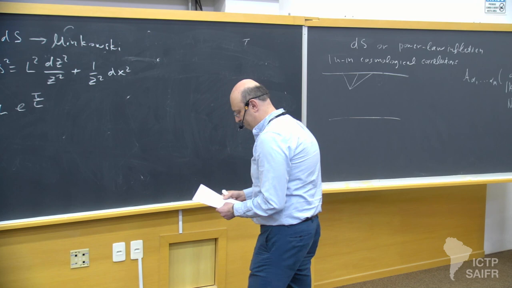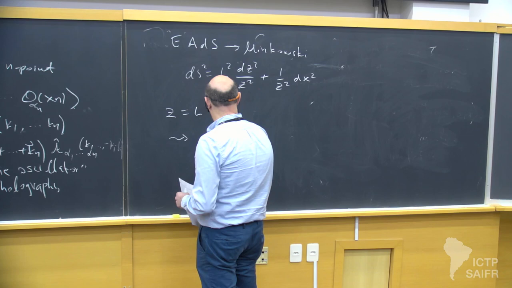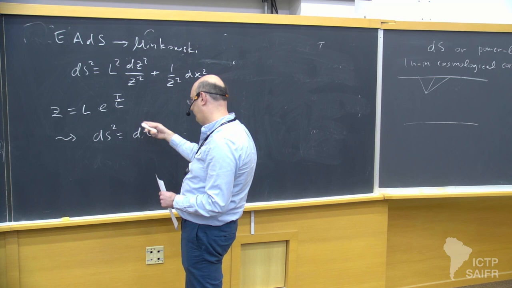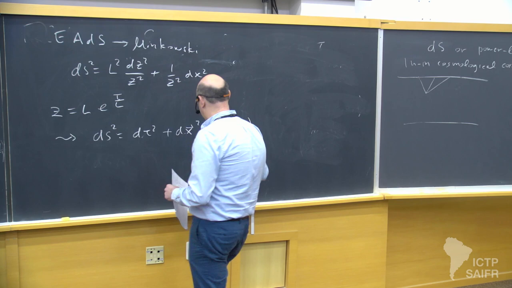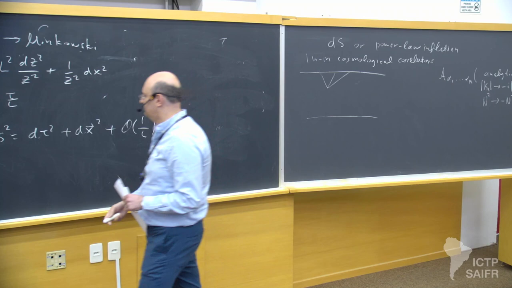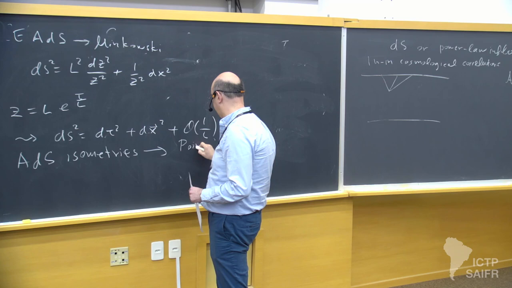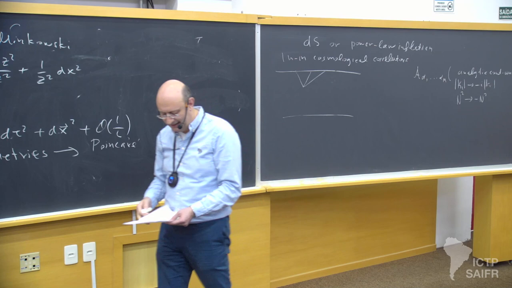So now, in this limit, well, I wrote Minkowski, but since I have rotated this, I'm going to end up with just flat space. So I can further Wick rotate this down the line. So then this becomes this in this limit. And then one can also check that the AdS isometries go in the limit to what you would expect for flat space, the Poincaré group. It doesn't happen trivially, it happens in a slightly non-trivial fashion.